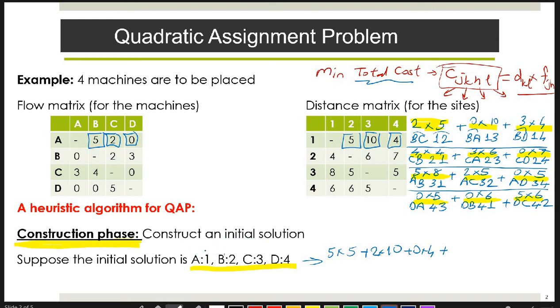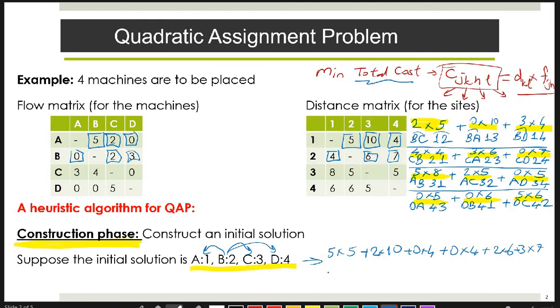Plus the cost associated with B. In order to calculate it, I need to first calculate this one since it is not symmetric. So B to A is 0 multiplied by this distance, 2 to 1. I am actually multiplying each element in the first table with the corresponding element in the second matrix. So the second one will be 2 times 6, and the other one is the cost B to C, and the cost B to D will be 3 times 7.